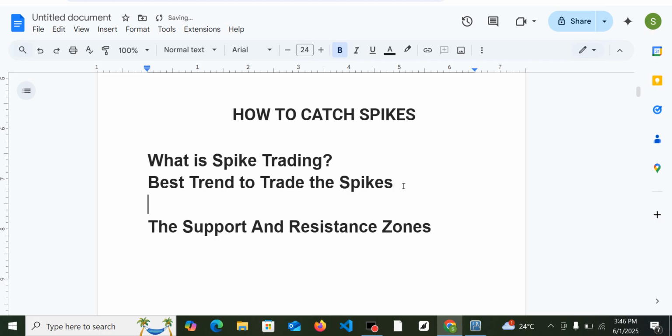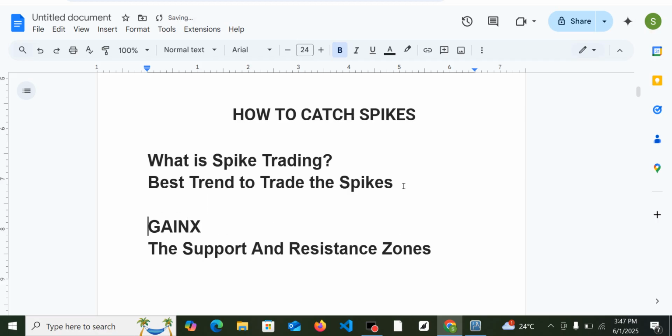So this will also depend on the exact spike you are trying to trade. Is it that of the Gain X or that of the Pain X? That is what we determine, the trend for trading spikes. So now let's check out Gain X first.